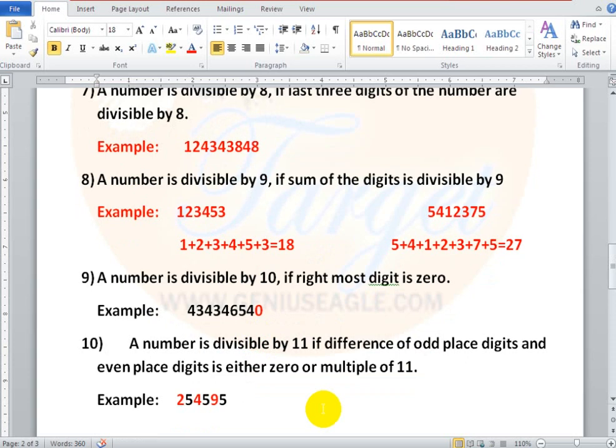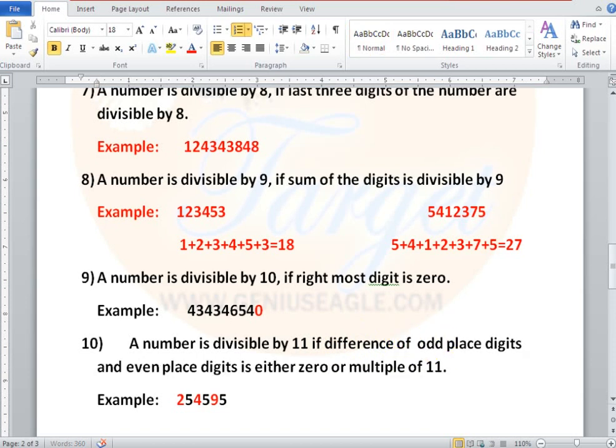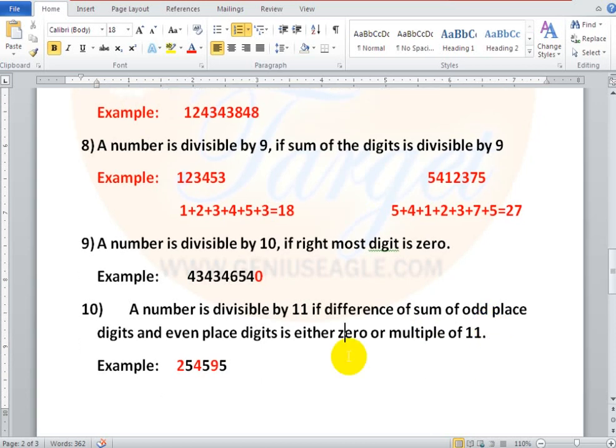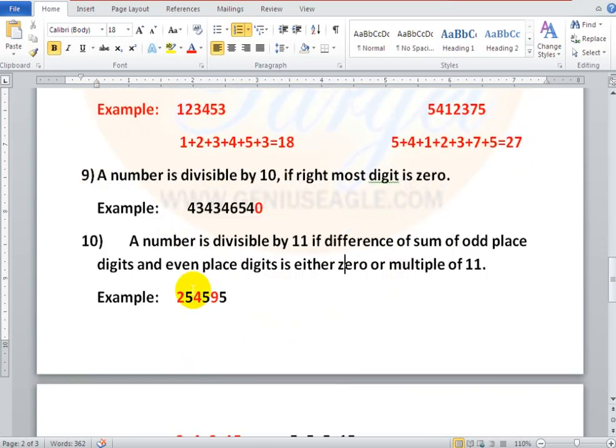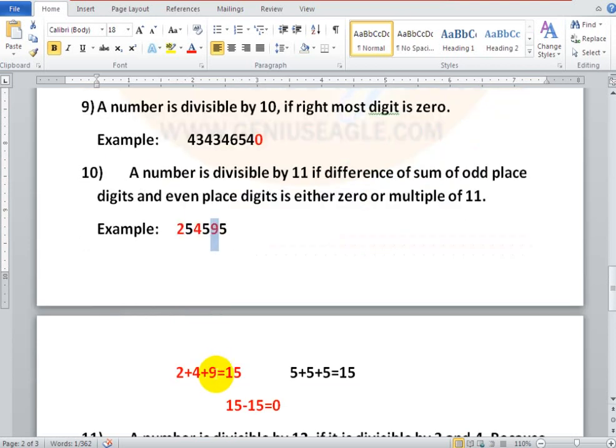Now the divisibility test of 11. A number is divisible by 11 if the difference of the sum of odd place digits and even place digits is either 0 or a multiple of 11. In this case, you should notice that the red color digits are odd place digits because they are present at the first position, third position and fifth position, and their sum will be 2 plus 4, 6, 6 plus 9, 15.